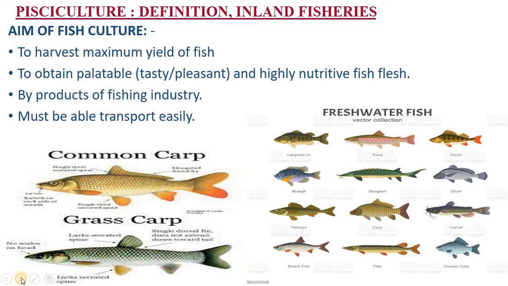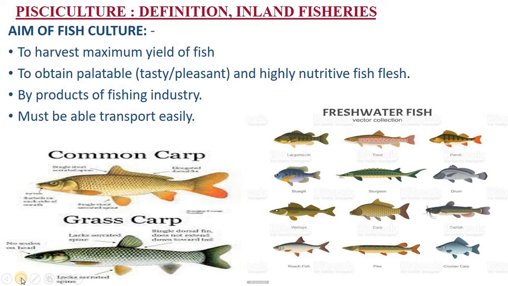Why do you do fish culture? To obtain tasty fish: the fish should be delicious and have a good, pleasant aroma and taste. Carps have a good taste. Second are the catfishes. The catfishes and carps are reared for getting good taste. Carps have better taste than the catfishes.